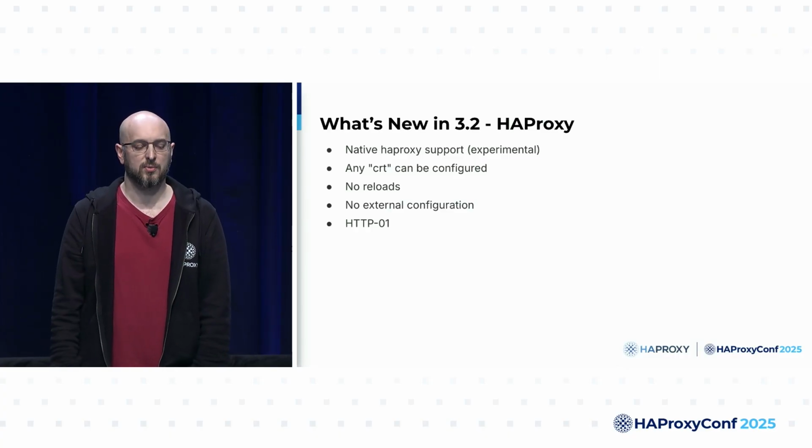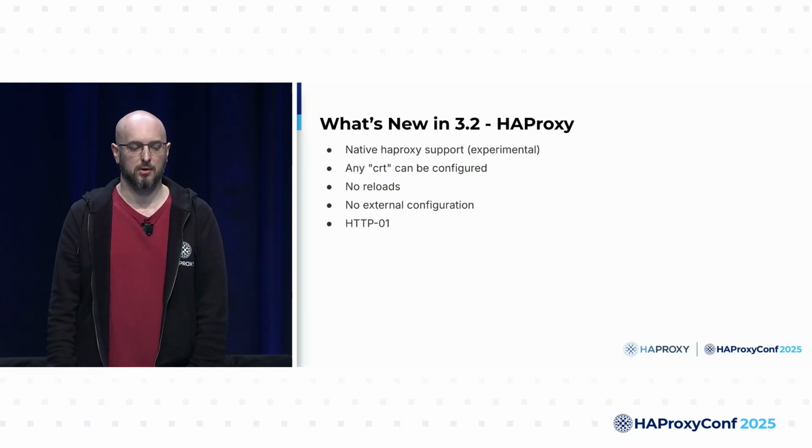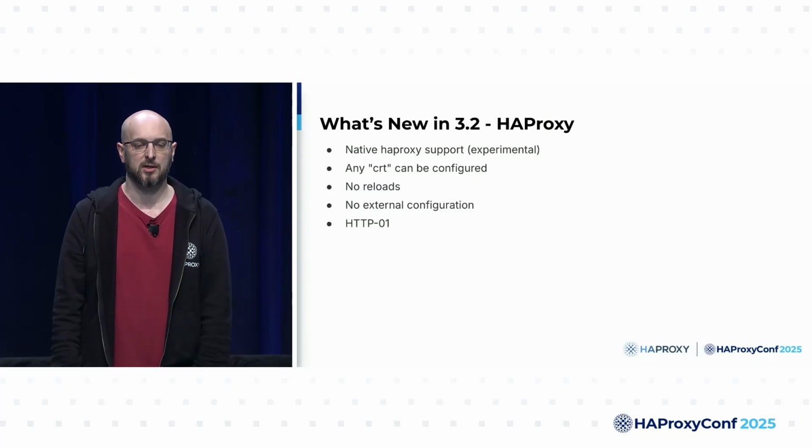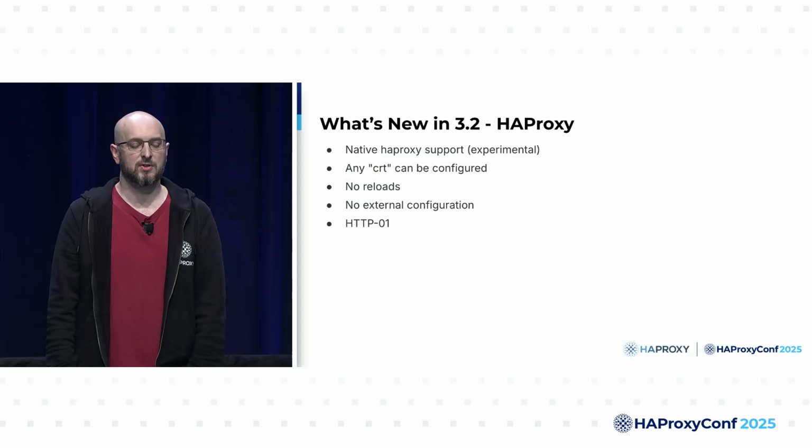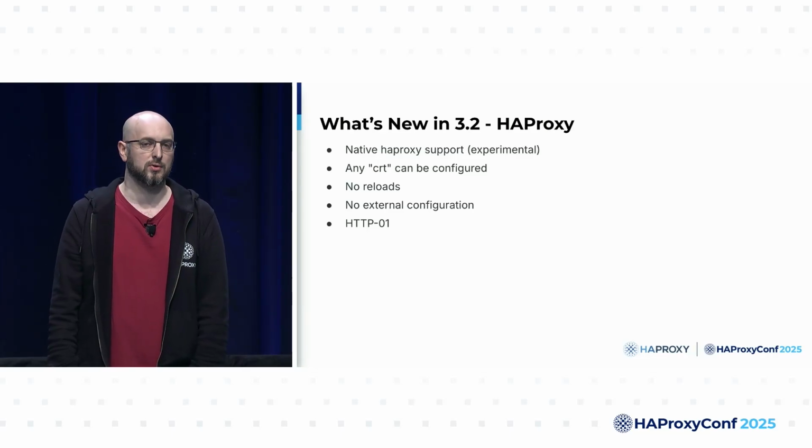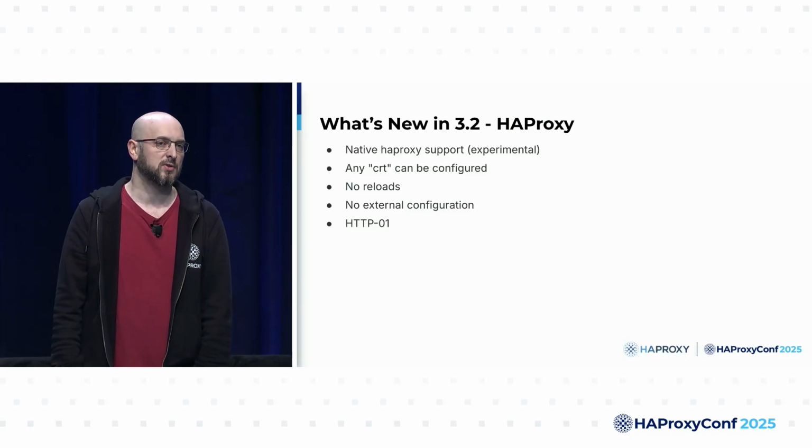So what can we improve? With HAProxy 3.2, we implemented the ACME protocol. It's an experimental feature for now, but we will backport everything in the next 3.2 releases if there are improvements. Any CRT keyword can be configured. So like I was saying, you can use a CRT list, a CRT store, SSL FU, etc.